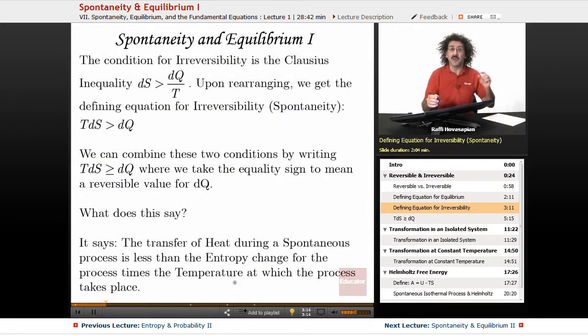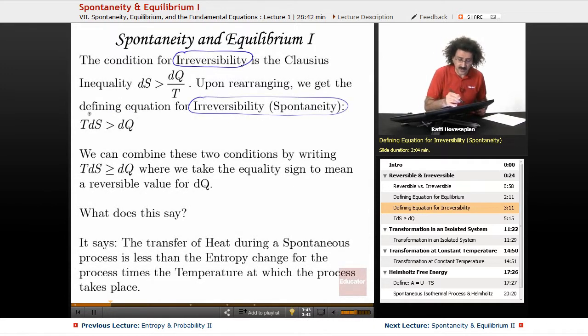Okay, now the condition for irreversibility, for a real transformation, is actually the Clausius inequality. dS is not equal to dq reversible over T. dS is going to be greater than dq over T. Notice we've gotten rid of the reversible part, and now we have this greater than operator. So, upon rearranging, we get the defining equation for irreversibility and spontaneity. This is what's important right here. So once I've multiplied by T, I get that. This is the defining equation for a spontaneous process. This is the equation that we're going to play with and manipulate, okay? It starts right here.